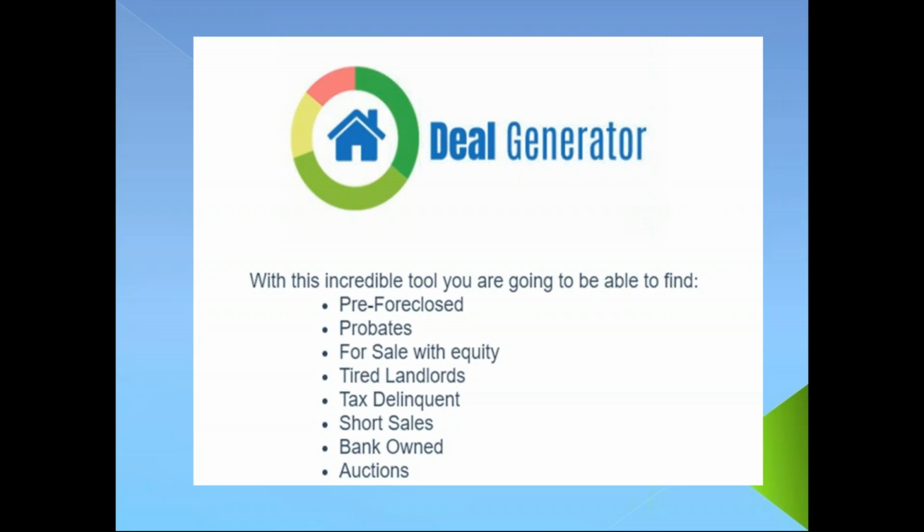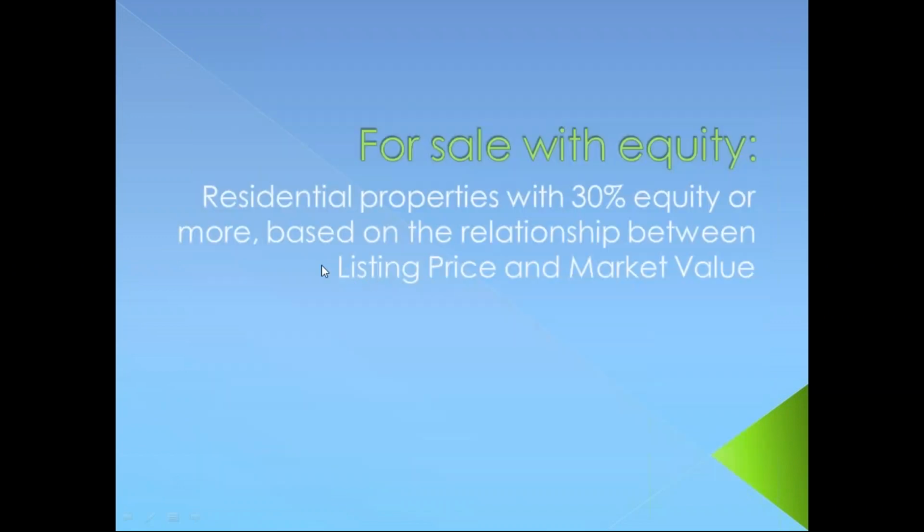And let me show you what the parameters are. In pre-foreclosed, well, we start out here with for sale with equity. The parameters for sale with equity that are preset into your deal generator system are residential properties with 30% or more equity based on the relationship between listing price and market value.